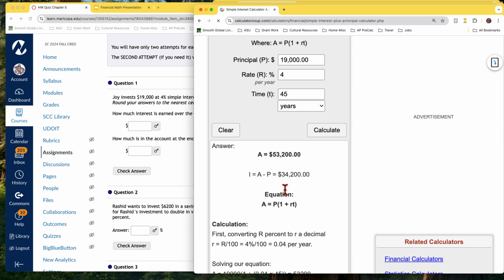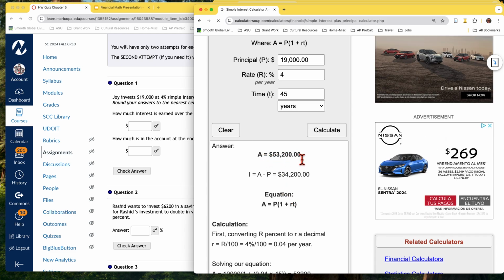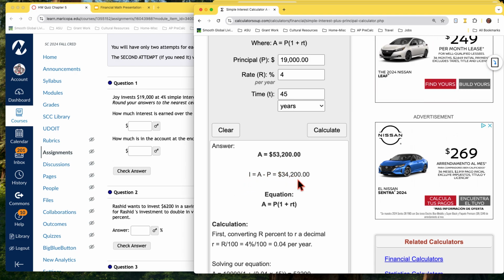They give us two answers. They give us A, which is the total value, the accumulated value. And they also give us this down here, the I, the interest only. So they've already done that calculation. You can see that the accumulated value, if you subtract off the investment of 19,000, that's what the interest is. You're going to have to do this by hand when we do the compound interest, because sometimes they'll ask for how much interest was earned. And all you have to do is take what was invested, subtract from what you earned. But this calculator does it both for us, right?